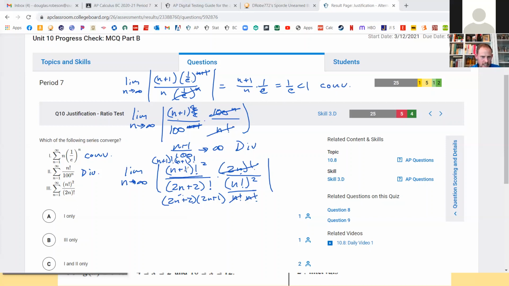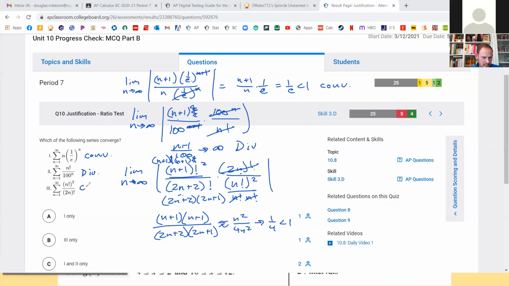So these guys are both going to cancel out, and the factorials will both cancel out and just leave us with n plus 1s here. So we get n plus 1 times n plus 1 on top. On the bottom, we've got 2n plus 2, 2n plus 1. So now if we just look at the highest power on top and bottom, this is going to be n squared. This is going to be 4n squared. So the limit's going to go to 1/4, which is less than 1.